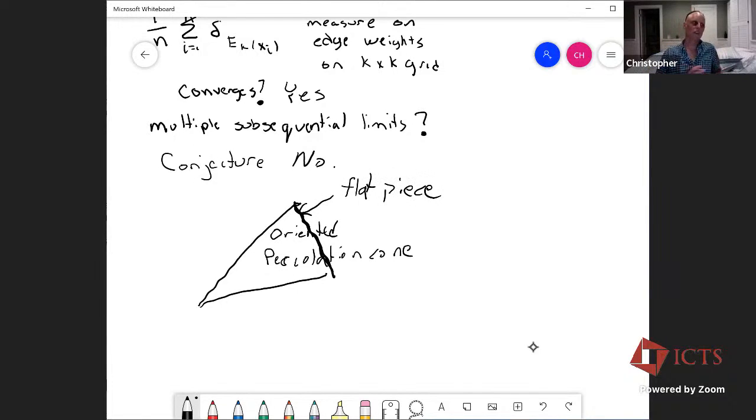This is due to Durrett and Liggett. They showed that you get this flat piece here. And then what Damron and Hanson said was that at the boundaries here, you still get something that's differentiable, at those points there and there, the boundary points of the cone.